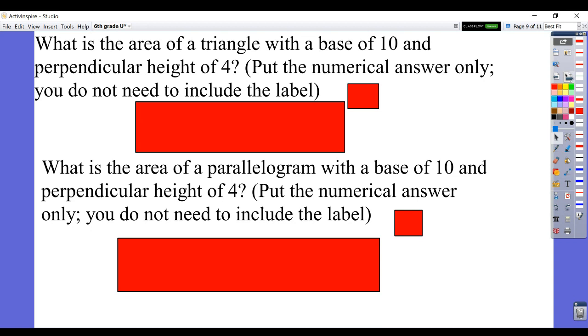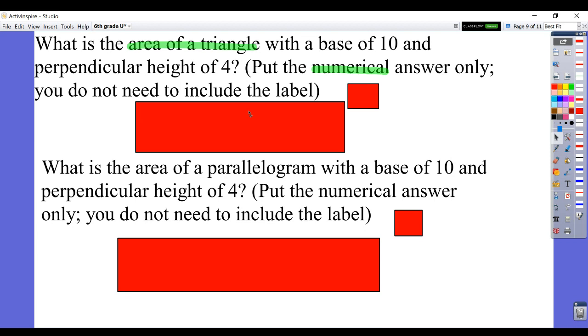Another type of problem that'll be on your quiz would be this. What is the area of a triangle if the base is 10 and it has a perpendicular height of 4? And again, if I just ask for the numerical answer, it means you do not have to worry about a label. I'm just looking for the number. So this is, again, a review. We want to continue to review part of what this curriculum does in terms of spiraling. Area of a triangle. All right, comes up in our homework many times.